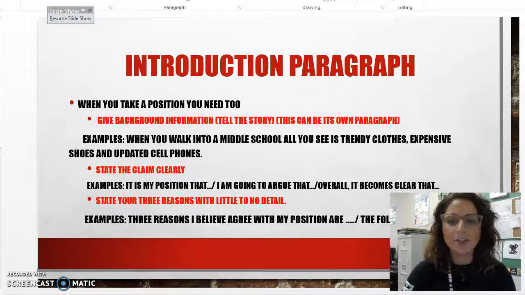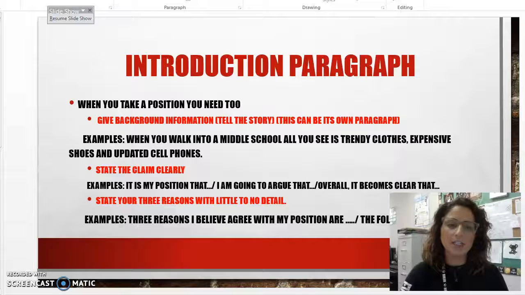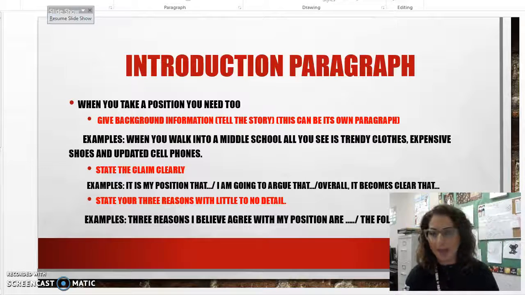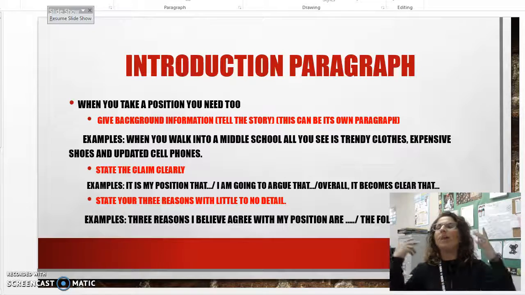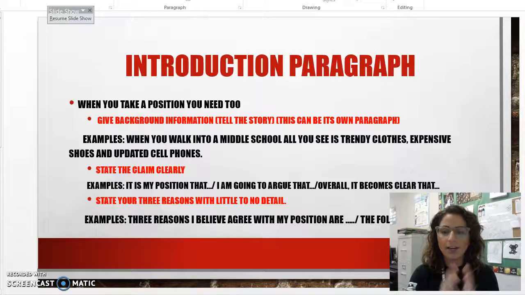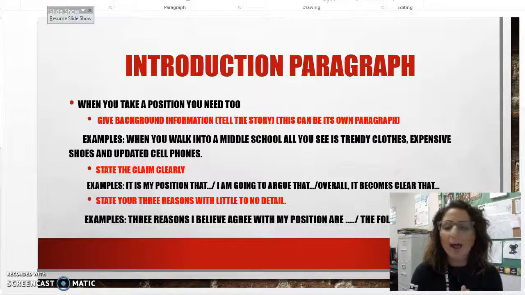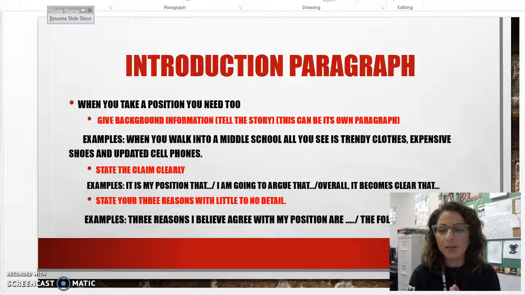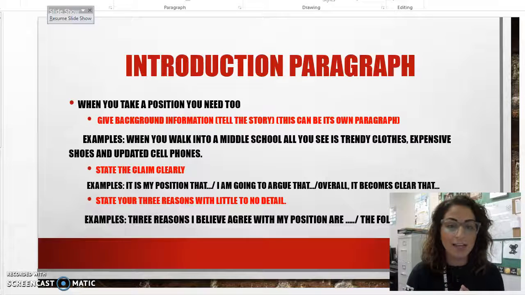I'm going to break down the introduction for you. When you take a position, it's really important that you always give background, and we explain this. Background information is why is this important? Tell the story of exactly what it is that's going on and why it's going on, okay? And why you're fighting to get an opinion or for people to have the same opinion as you.